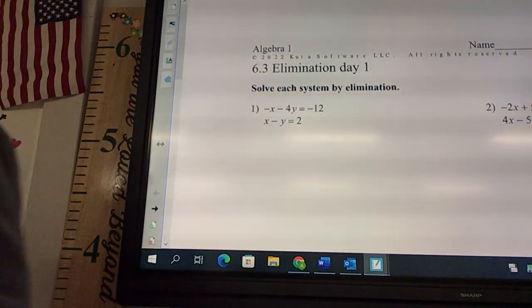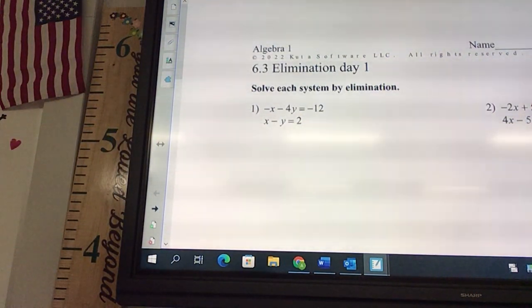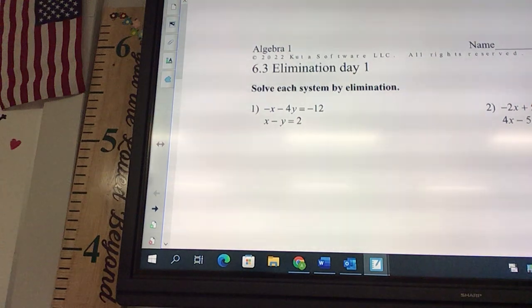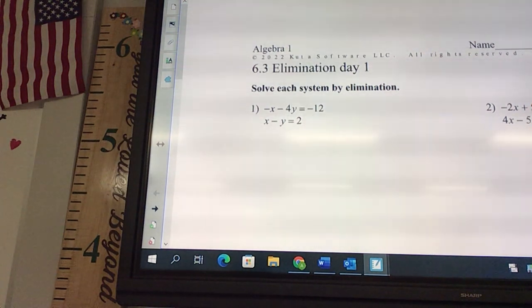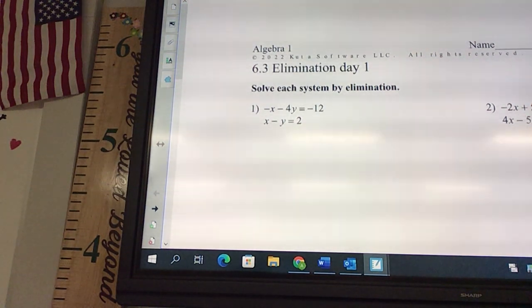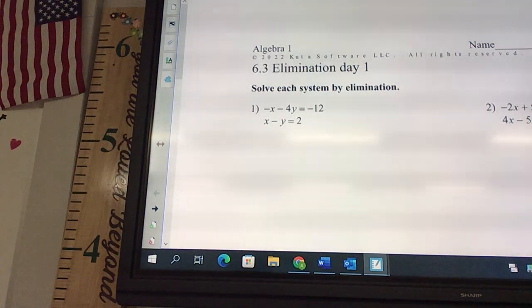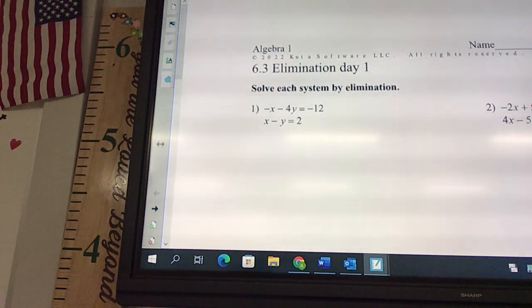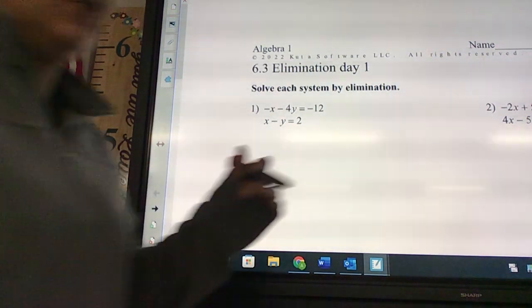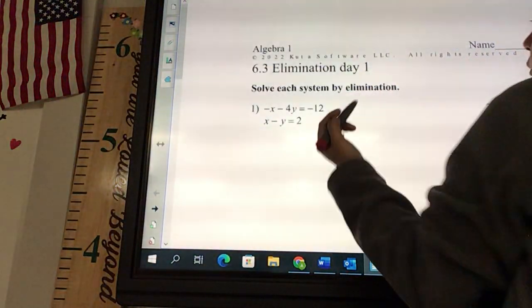Elimination and substitution differ in the sense of, we still have two equations, okay? We're still trying to solve for the variables, and you still gotta plug it back in and solve for the other variable. Okay, where you get a difference is the setup of equations, okay? And I'm just gonna write this down just so you can look at it.